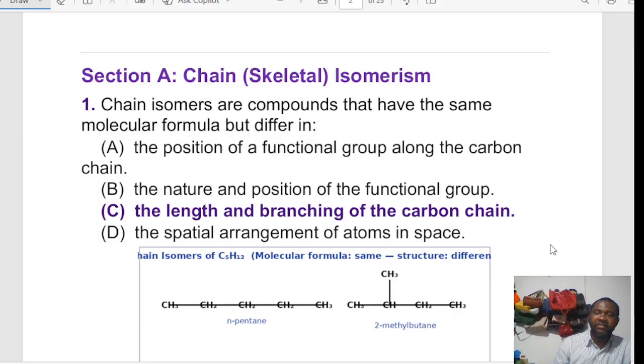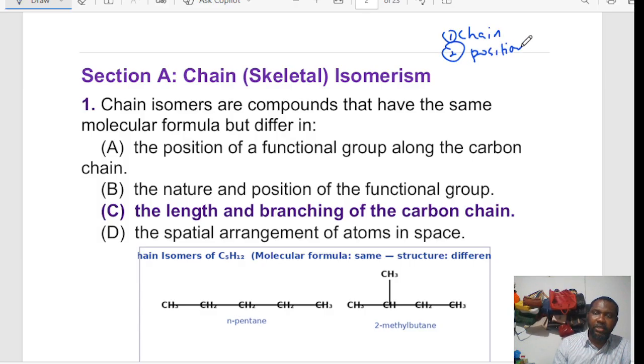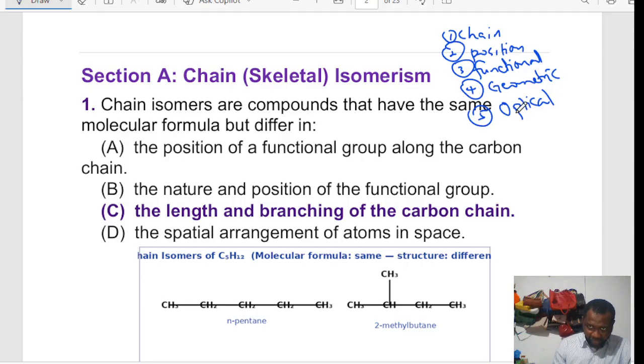Now there are 5 major types of isomerism. The first one is chain, the second is positional, the third is functional, then the fourth, based on our level, is geometric, and the fifth is optical, and that is what the whole of this is all about.